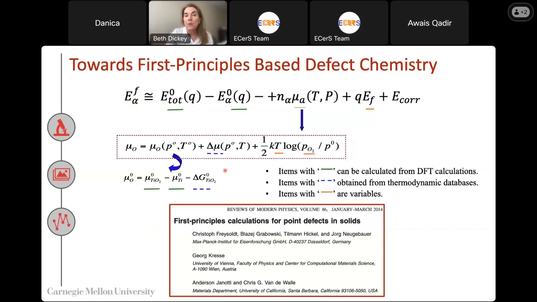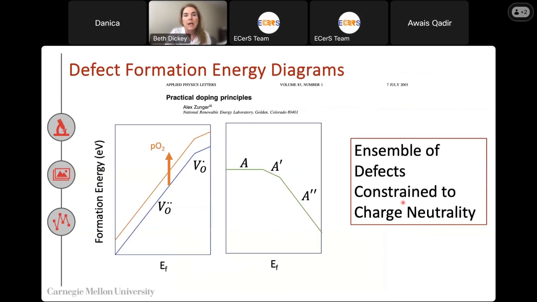And I won't go through all the math here, but this is a nice review paper from back in 2014. And I've had the pleasure of working with a number of computational material scientists who are doing first principles defect chemistry. And I'll show you a little bit of that, because it can be quite useful if you're wanting to do some design of defect chemistry from a more bottoms up, first principles approach.